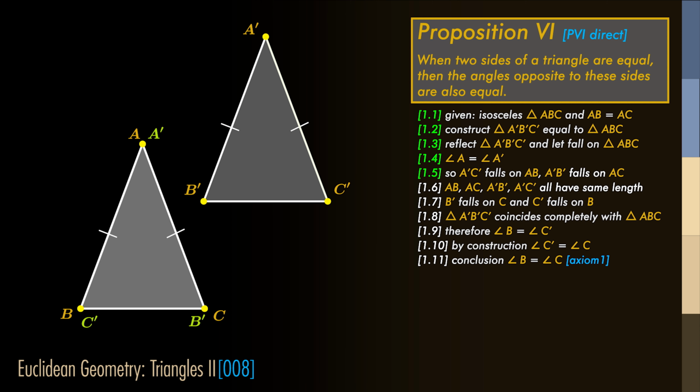So A'C' lines up with AB and A'B' lines up with AC. And because the sides have all the same length, we can conclude that C coincides with B' and C' coincides with B. So, triangle A'B'C' completely coincides with ABC after the reflection, and thus the angle in B is equal to the angle in C'. And since we know that the angle in C' is equal to the angle C, then, according to axiom 1, the angle in B must be equal to the angle in C.